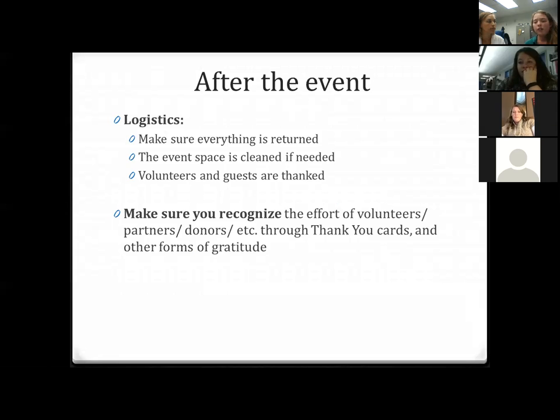If you are hosting at a school, for instance, and you make sure that everything is returned to its right place and the event space is cleaned up, they may be more willing to allow you to come back, or come back at a discounted price. Just keep those good relationships. You also want to recognize the efforts of volunteers, partners, donors, and so on, through thank you cards or other forms of gratitude. You want them to keep coming back to your event or your project.